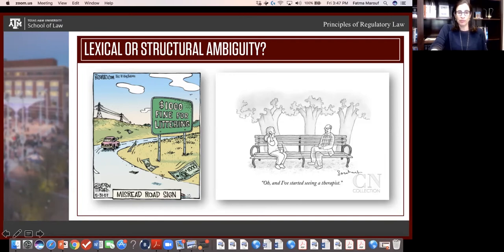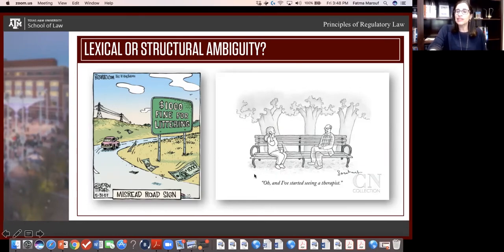So on one side, we have a slide saying $1,000 fine for littering. This is an example of lexical ambiguity because it's unclear what the word "fine" means. Is this sign saying $1,000 is okay to litter as long as you're littering $1,000? Or is the fine the penalty, right, for littering? So, and $1,000 the amount of the penalty. Because the word "fine" is ambiguous, this is lexical ambiguity.